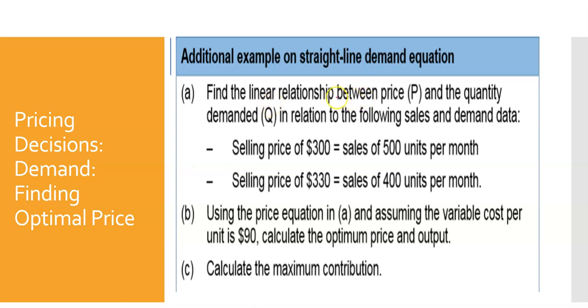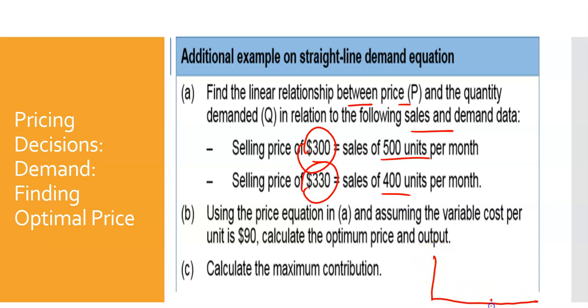So here we're looking at the relationship between price and quantity, and this is what I'm given. I'm given the selling price: when I set the selling price at £300, we can sell 500 units, or if we set the selling price at 330, we can sell 400 units. So what I'm going to first of all do is show you, I'll do it here because I can keep rubbing out. What I'm telling you here is, this is what my demand curve looks like.